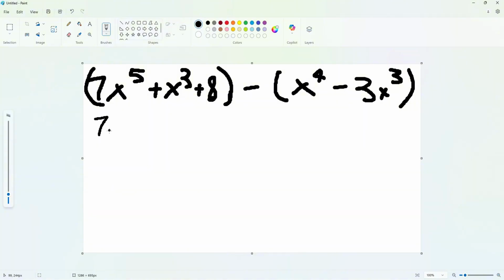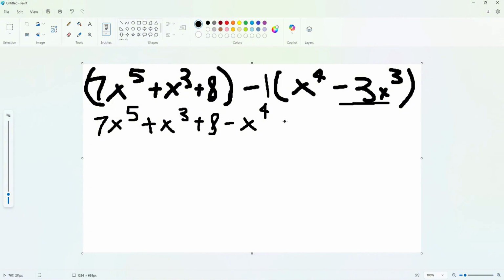Now, let's write out our left side. Now, moving on to our right side. Put an invisible 1 here. Alright, let's distribute -1. -1 times x to the 4th is negative x to the 4th, while -1 times negative 3x to the 3rd, 3x cubed, will be plus 3x to the 3rd.